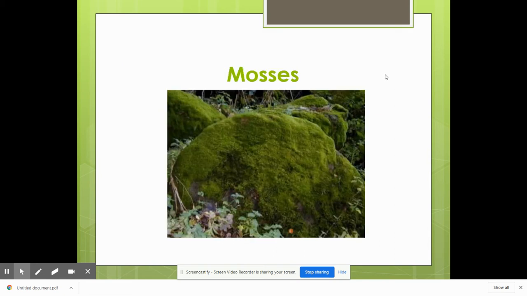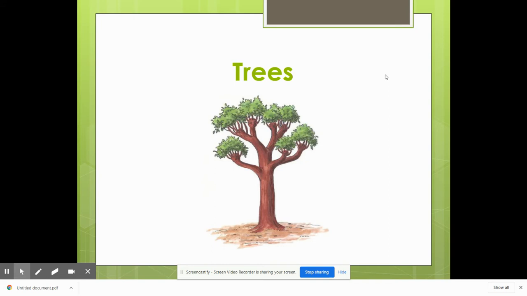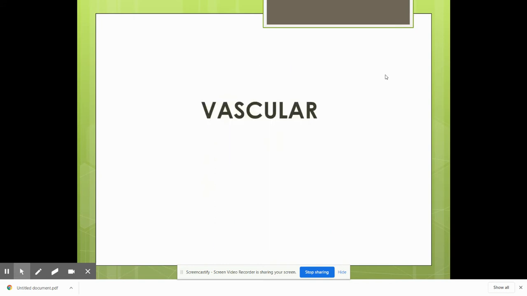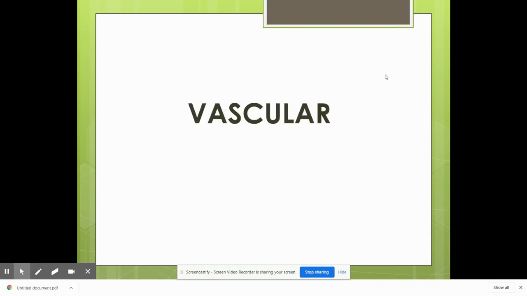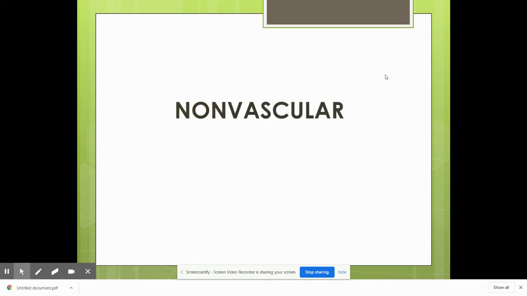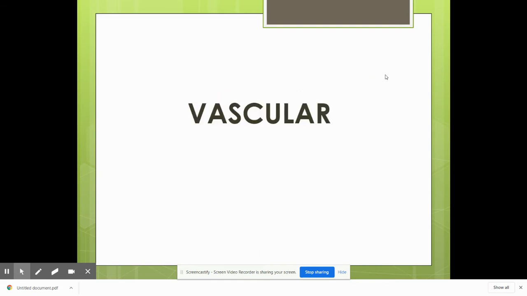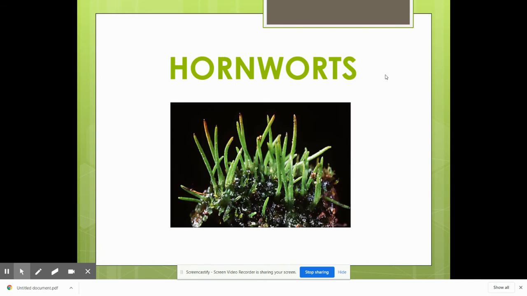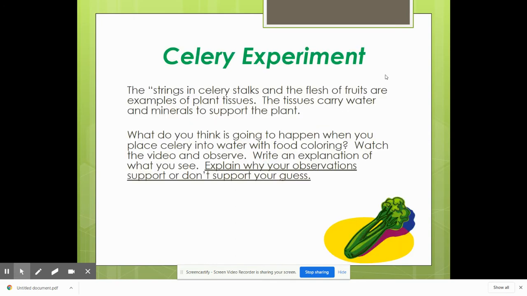So mosses, vascular or non-vascular? Mosses are non-vascular. Trees, vascular or non-vascular? Trees are vascular. Ferns, vascular or not vascular? Ferns are vascular. Liverworts, vascular or non-vascular? Liverworts are non-vascular. Flowering plants, vascular or non-vascular? Flowering plants are vascular. Hornworts, vascular or non-vascular? Non-vascular. Okay, so we're going to check out this celery experiment.